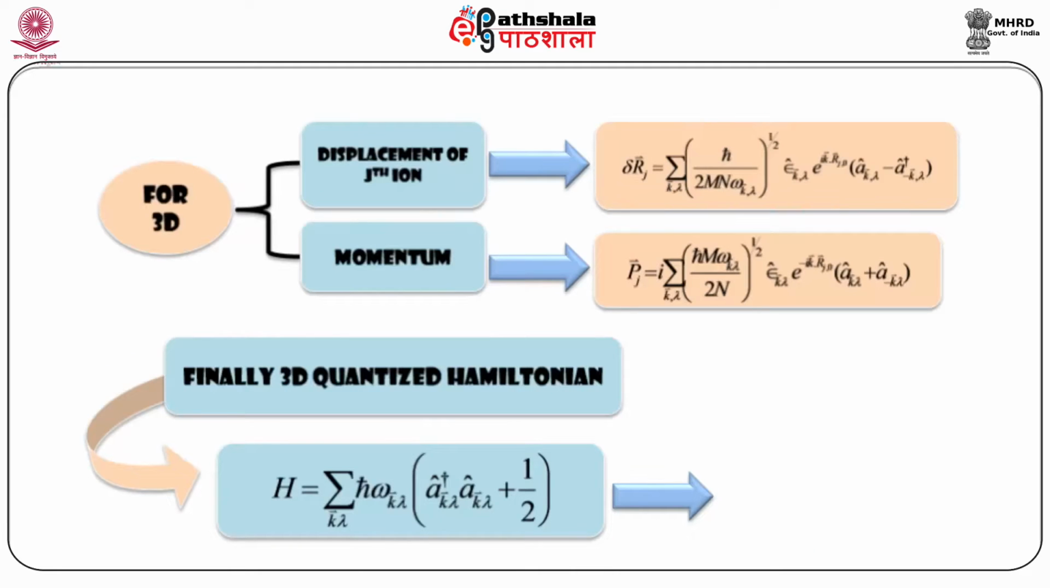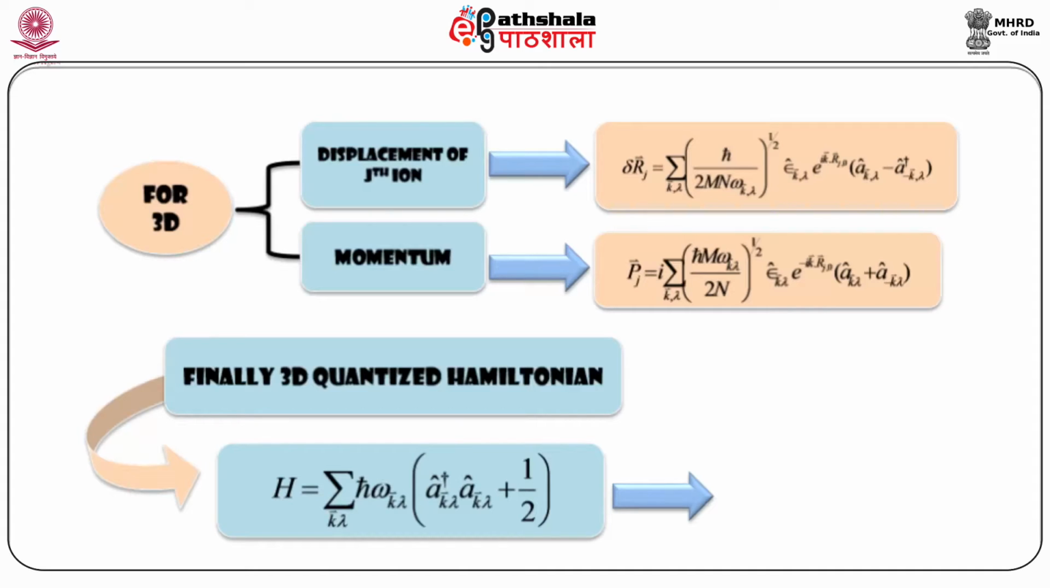For the three-dimensional case, the displacement of the jth ion, δr_j vector, is equal to the summation over kλ of the square root of ħ divided by 2mNω_kλ, multiplied by the polarization vector ε̂_kλ, e raised to the power i k dot r_j0, multiplied by a_kλ minus a†_-kλ. And in a similar manner, the corresponding momentum of the jth ion is written as shown, where you see that if you compare it with the one-dimensional case, here we have an additional factor of the polarization which was not there in the one-dimensional case.